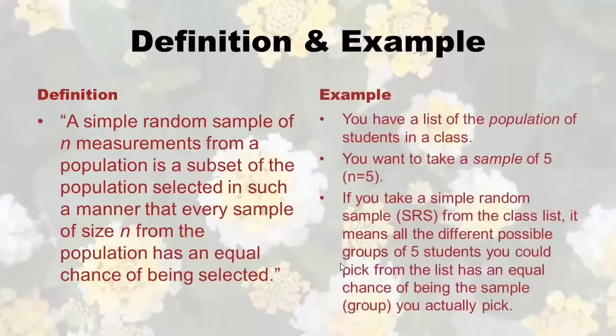In other words, let's say you have a list of the population of students in a class. So I'm going to define a class as a population. And you want to take a sample of 5 students from this bigger class. If you take a simple random sample, it means that all the different groups of 5 students you could pick from the list have an equal chance of being the sample group you actually pick.